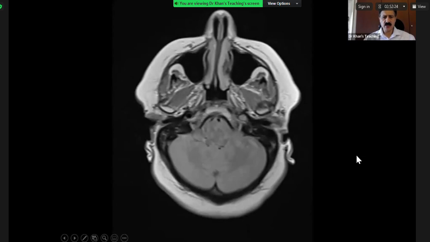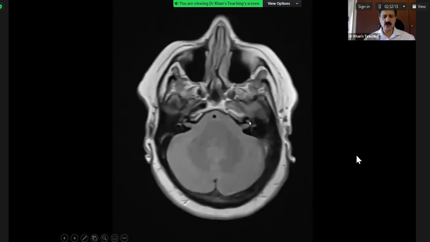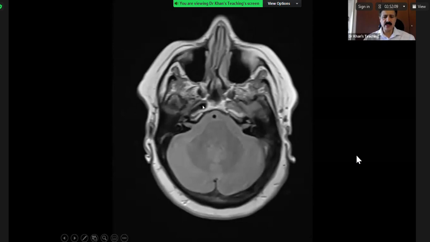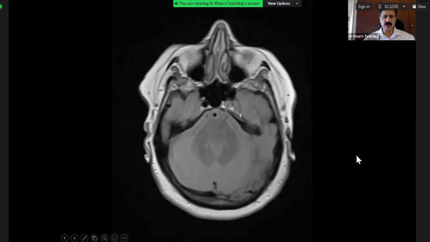This is the clivus. This is a flow void of the internal carotid artery before it enters the carotid canal. Here, the flow void is not visible. So when we go superiorly, now here is that carotid canal, and the flow void is absent here.